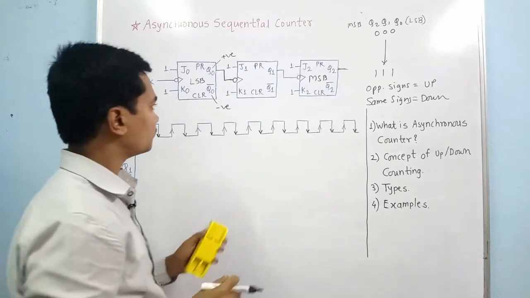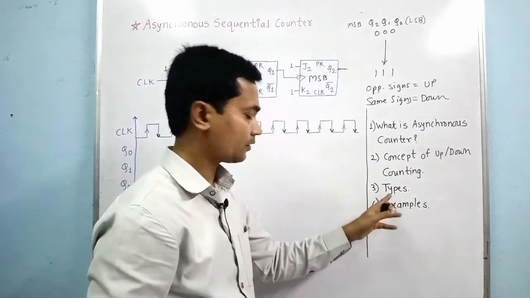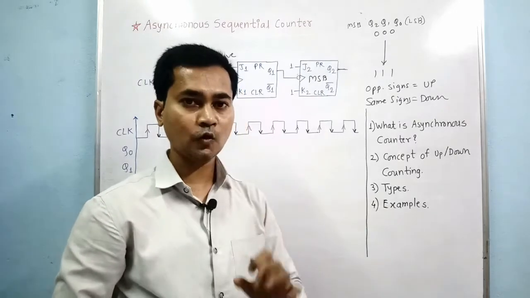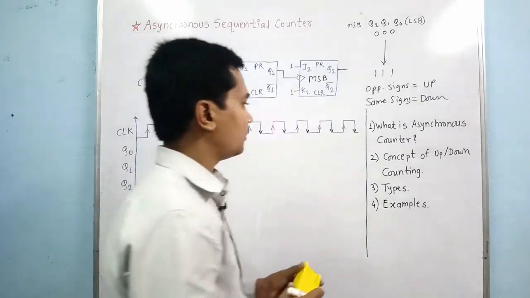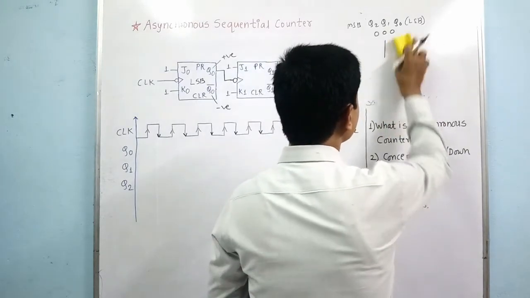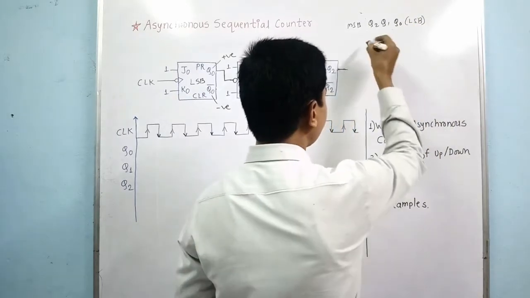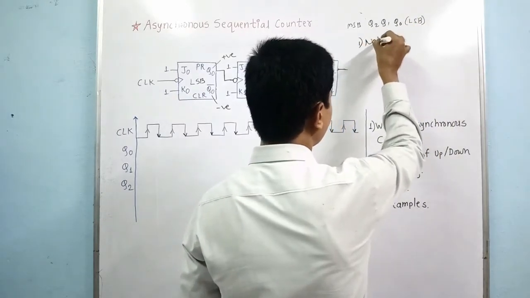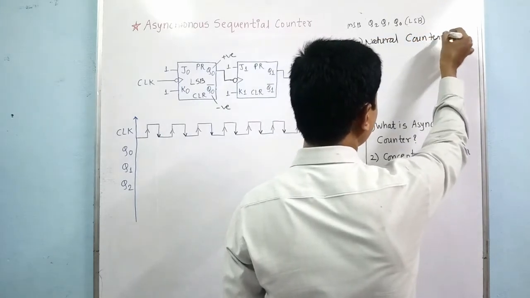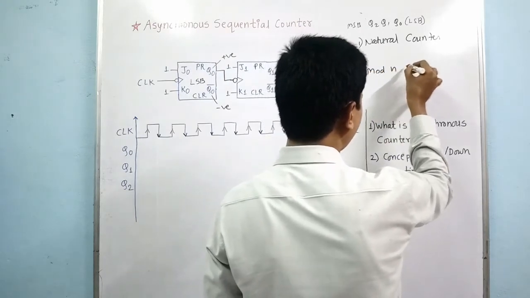Now the third one is types. So types of asynchronous sequential counter. Basically there are two types. Those two types are, first one is natural counter and second one is mod n counter.